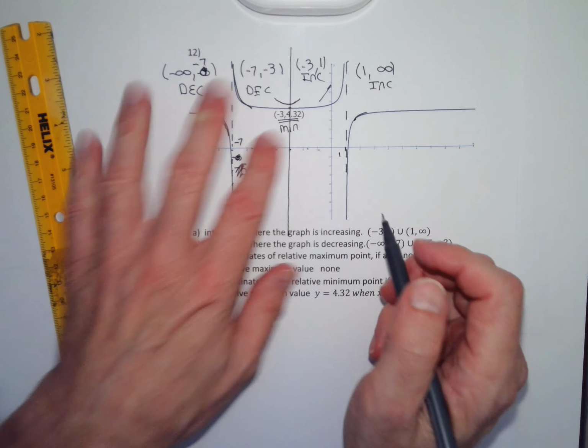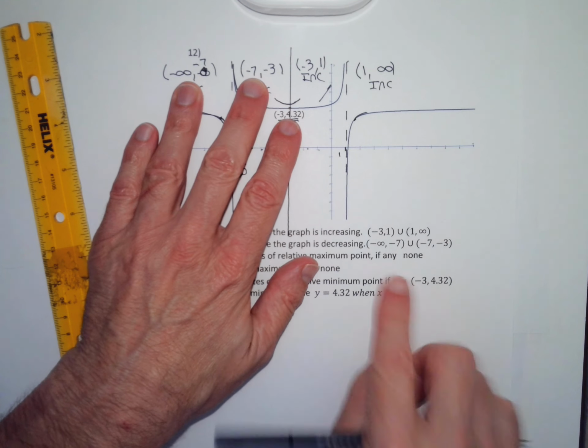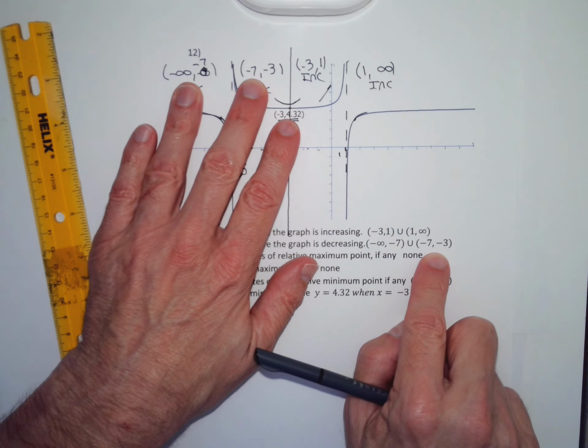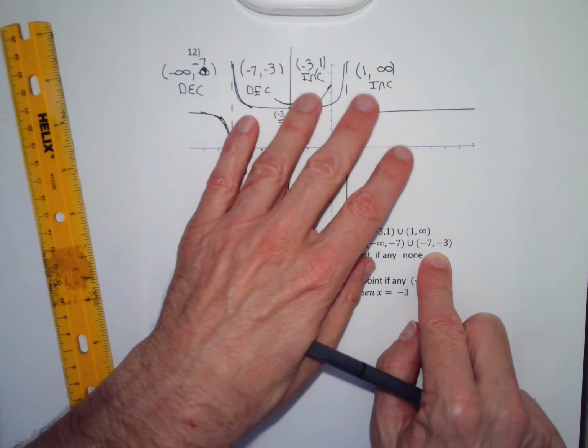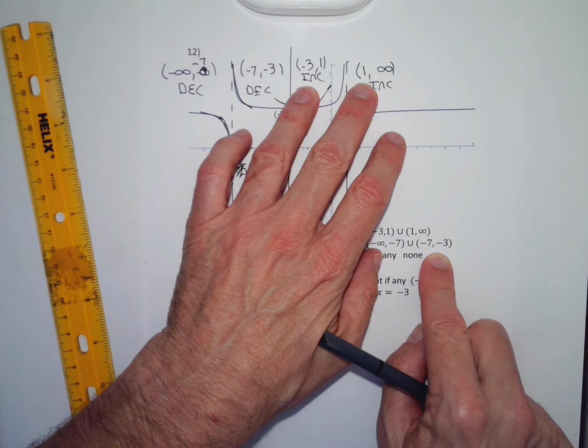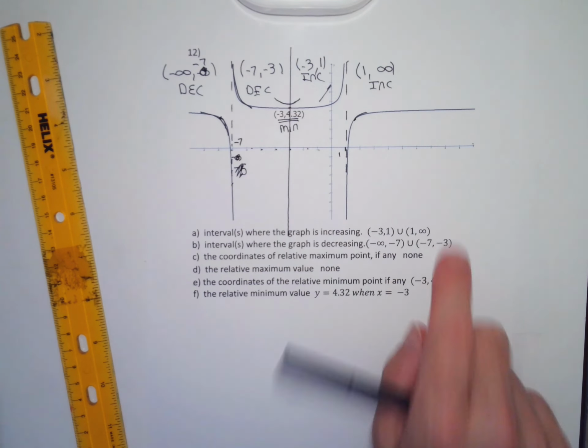So I need to take these two regions, -infinity to -7, along with -7 to -3, and put them in my decreasing, separated with a union, and those two regions separated with a union in my increasing.